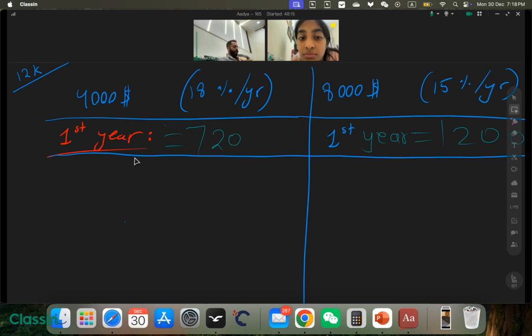You took $12,000. The first year, on the first 4,000, you took two parts. They're separated into two parts. The first part is $720 for the first year, and then the second part with the $8,000, it's $1,200. It's $1,200 for the first year. Still for the first year. Now, once I need to go to the second year, this is where things get more interesting. Look what's going to happen.